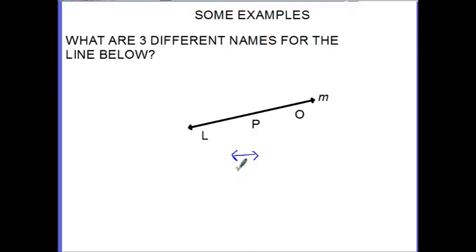We can name this line LP. We can name this line OL. We can name this line PO. And we can flip any of these: OP, LO, and PL. There's one more way to name this line. We don't use it very often, but if there's a letter that's not associated with a point on the line, we can list it, line M.